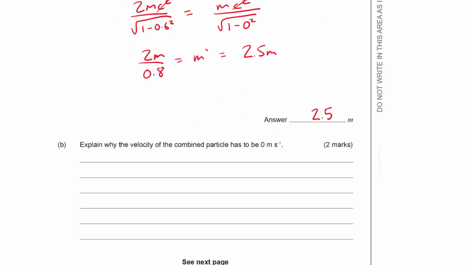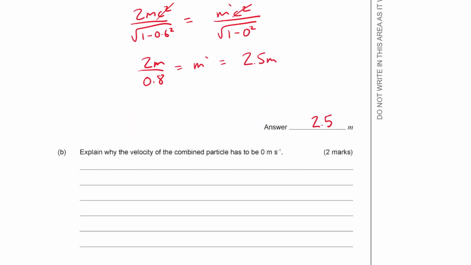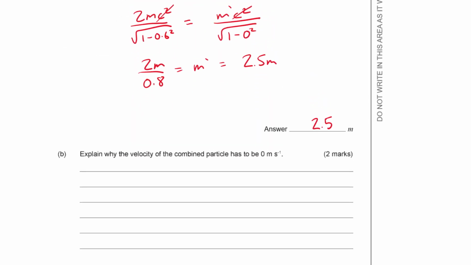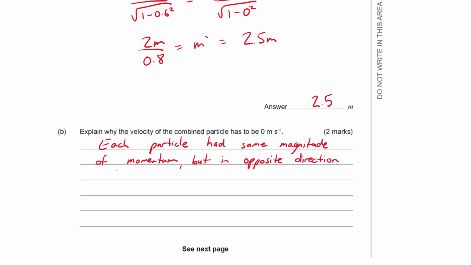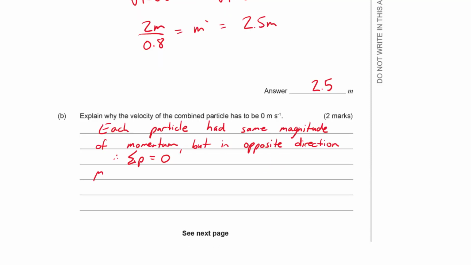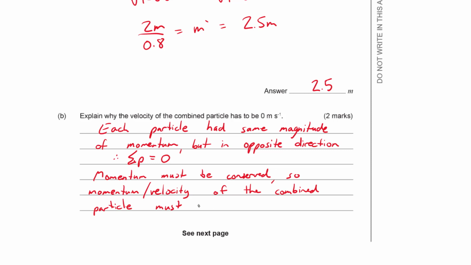Okay, part B is asking to explain why the velocity of the combined particle must be 0 meters a second. So this is how I'd go about it. I'd say each particle had the same magnitude of momentum initially, but in the opposite direction. So what that means is that the sum of their momentums before the collision was equal to 0. So with that in mind, and knowing that momentum must be conserved, the momentum, or the velocity, of the combined particle must therefore be 0.